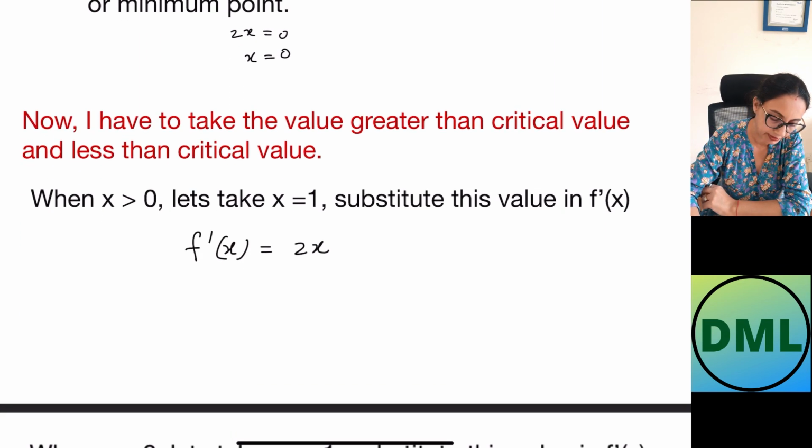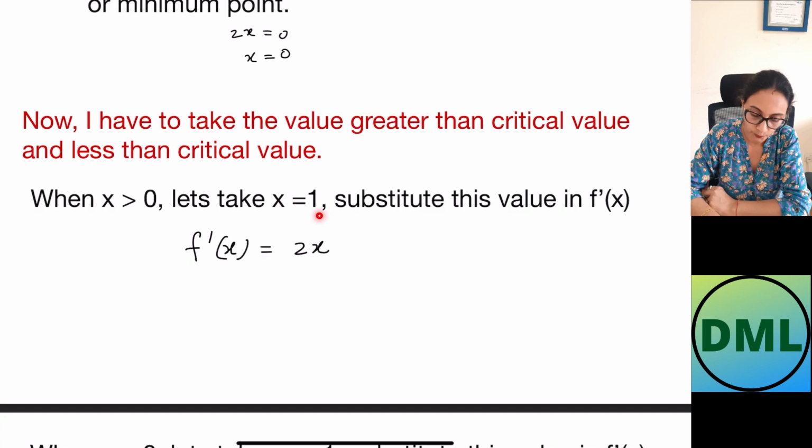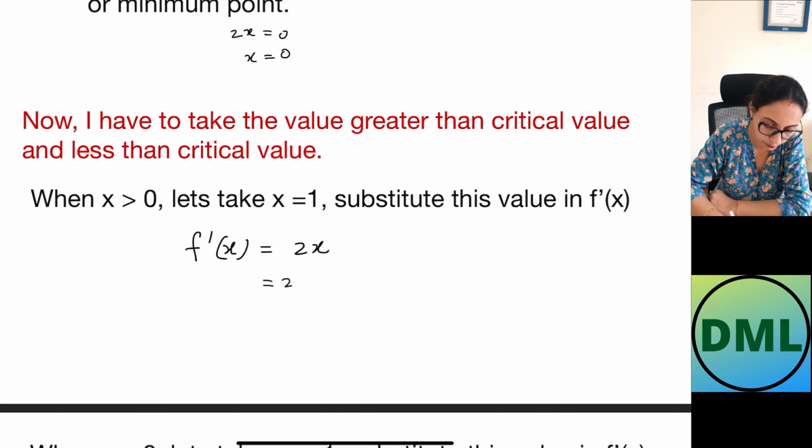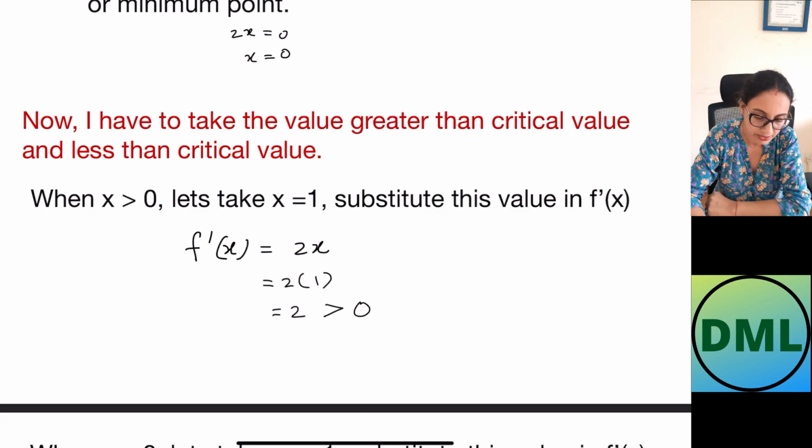Let's take x greater than 0, so we take x = 1 and substitute this in f'(x). Our f'(x) value is 2x. Let's substitute x = 1 inside that. You will get 2(1) = 2, which is greater than 0. As you can see, when I substituted x greater than 0, my answer is 2, which is greater than 0. So both are greater than 0.